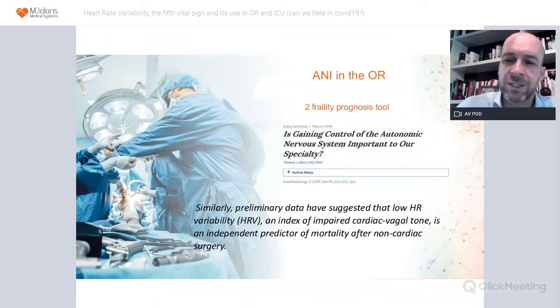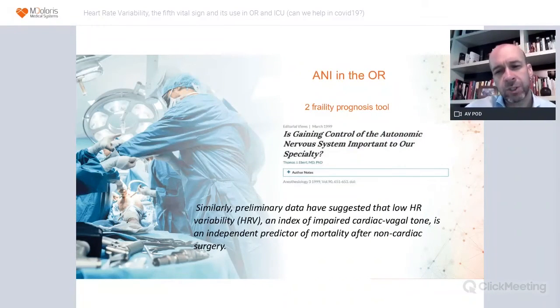And the energy value is what I told you. It's telling me how much money I have in the bank, in the autonomic nervous system bank, how big is the cake, okay? And already in an editorial in 1999, they were saying that it would be important for our specialty, anesthesia, to keep control of the autonomic nervous system. They said there are data suggesting that low heart rate variability, so a low amount of money in my bank, is an index of impaired cardiac vagal tone, an independent predictor of mortality after non-cardiac surgery.